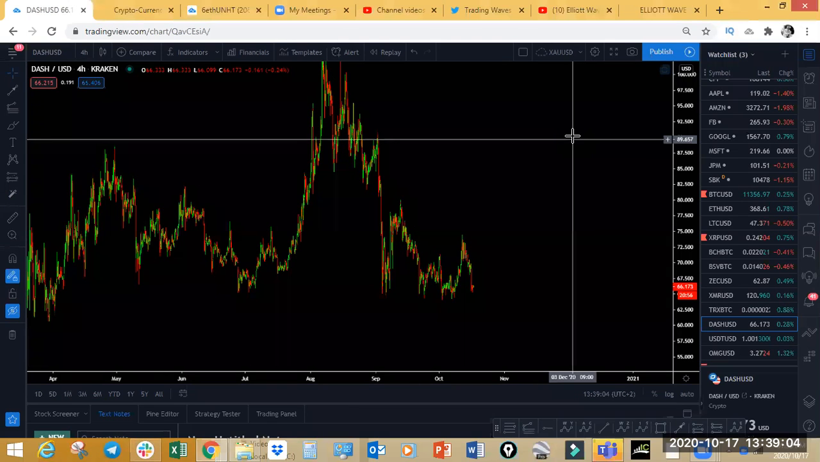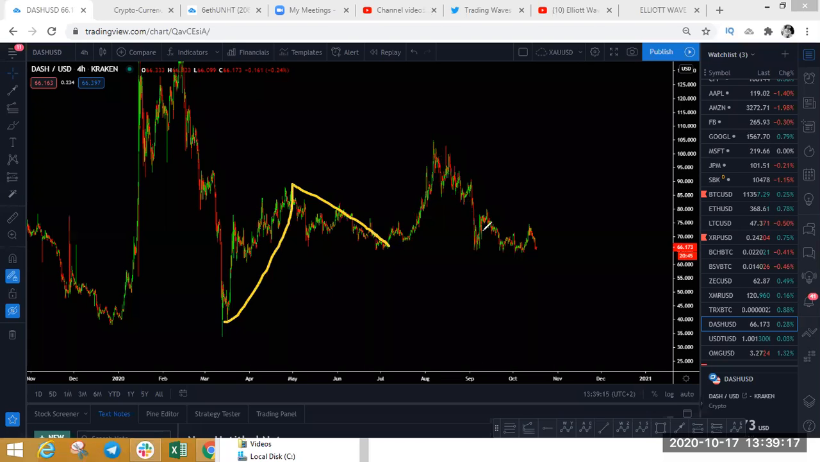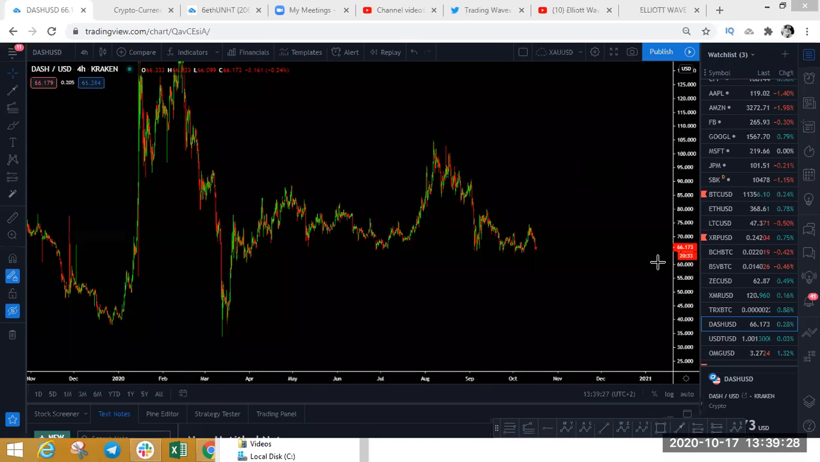How far will that go? Let's have a look at the rest of the structure. You can take it as far as this low here. So we had 3 waves up here. Now it's coming down with another 3 waves with a running flat here. So it can come back and retest the low here. So keep an eye on this one. We could be going down. Medium term bearish on Dash.